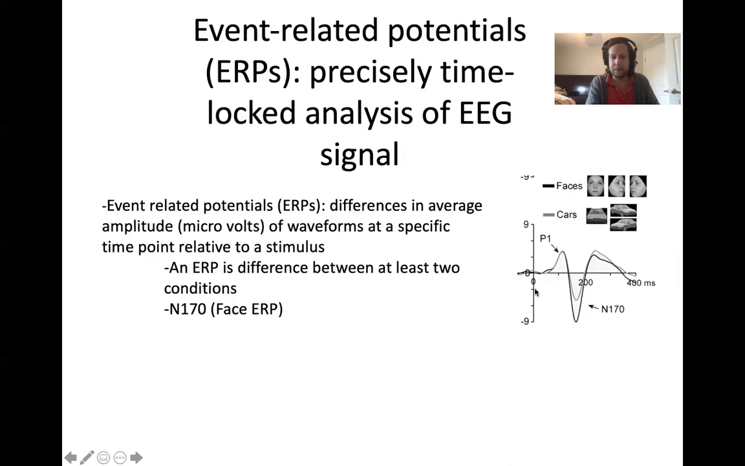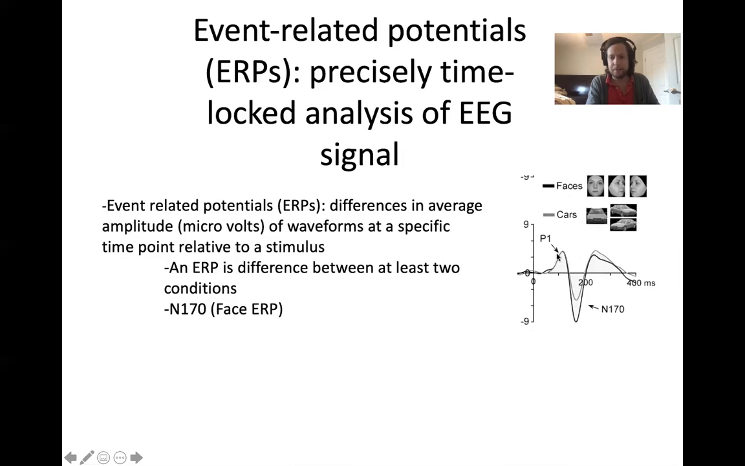So at the zero time point right here, people are either presented with a picture of a face or a picture of a car. And then if you go to the right, this is time in milliseconds. And at about 170 milliseconds, there's this difference in the electrical activity between these two conditions. The light trace right here is the brain's response to cars, and the dark trace is the response to faces. And you can see there's a difference.